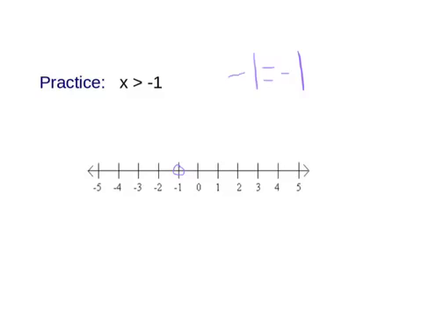Now let's try to figure out what points are greater than -1. -2 is not greater than -1, so that is not one of our solutions. 0 is greater than -1, so 0 is one of our solutions, as is 1, 2, 3, and so on. So we can draw our line from our open circle at -1 to the right along our number line, and that is our solution for x greater than -1.